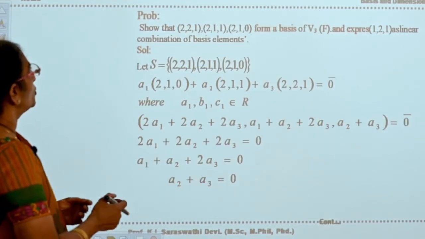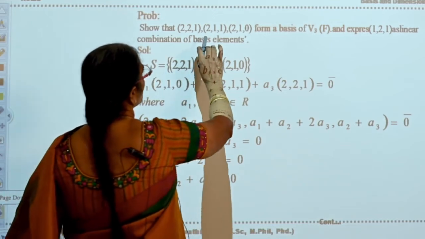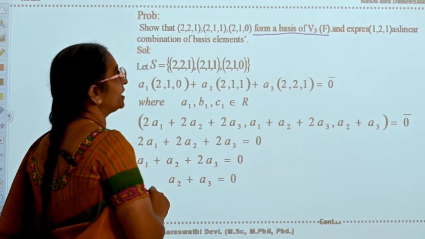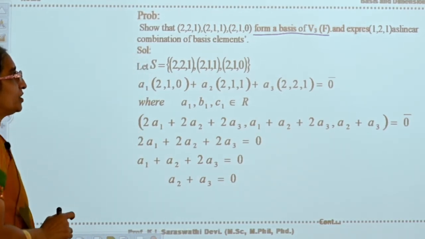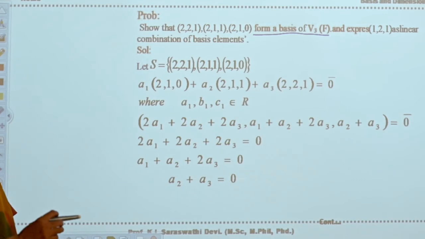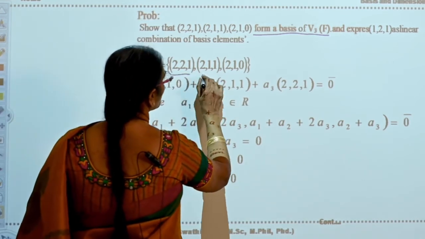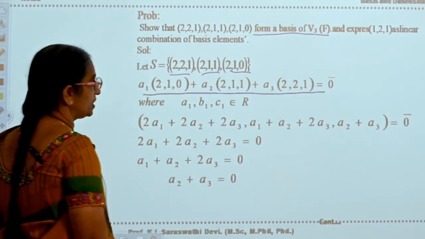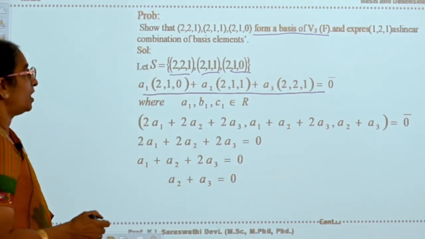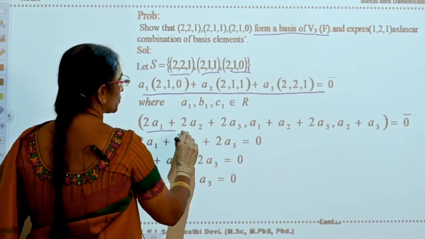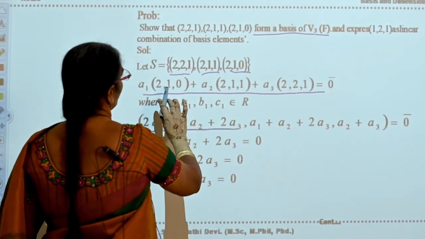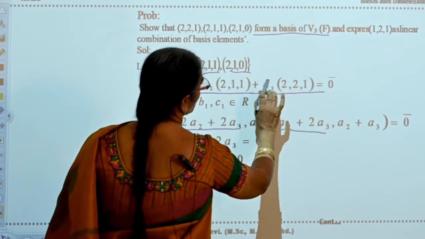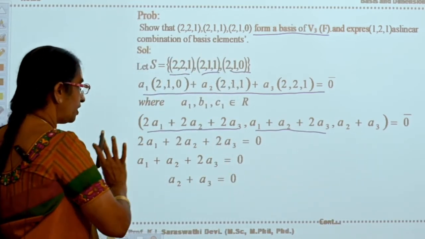Now here also show that (2,2,1), (2,1,1), (2,1,0) form a basis of V3 of F and express (1,2,1) as a linear combination of basis elements. Take S as (2,2,1), (2,1,1), (2,1,0). Consider the linear combination of those three elements and equate to 0. Now you get like this: 2a1 plus 2a2 plus 2a3, here a1 plus a2 plus 2a3, similarly a2 plus a3 is equal to 0.